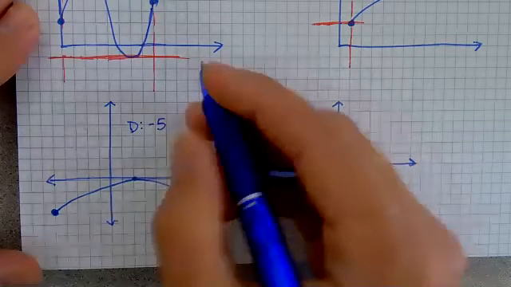Domain for the next one, furthest value to the left is at negative 3. Furthest value to the right is at positive 3. Range should be going from negative 2, which is your lowest value, up to positive 2.